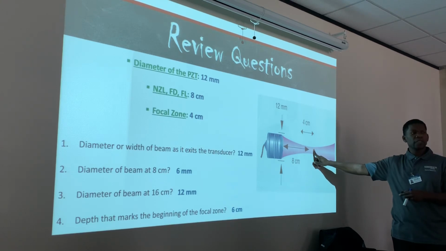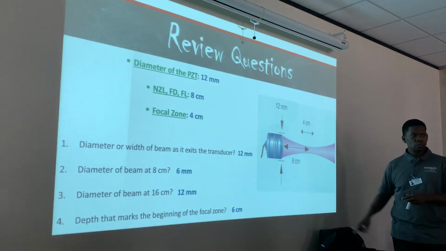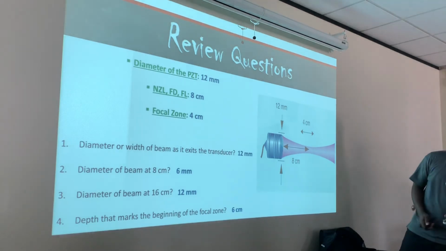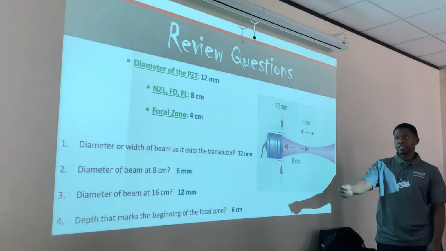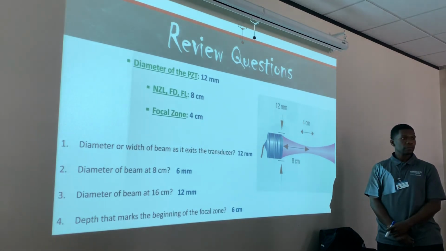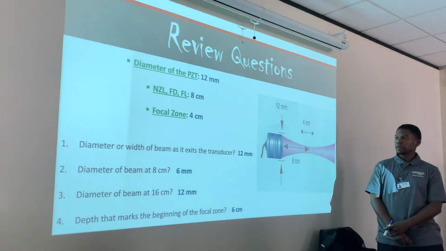Okay, I've got a question. Yes, ma'am. For number 2, you said the diameter of the beam at 8 centimeters, right? But you're specifically asking about the focus, right? I'm basically asking you what is the diameter of the beam at the focus. Okay, so why wouldn't you take half of the 12 instead of the 8 centimeters?